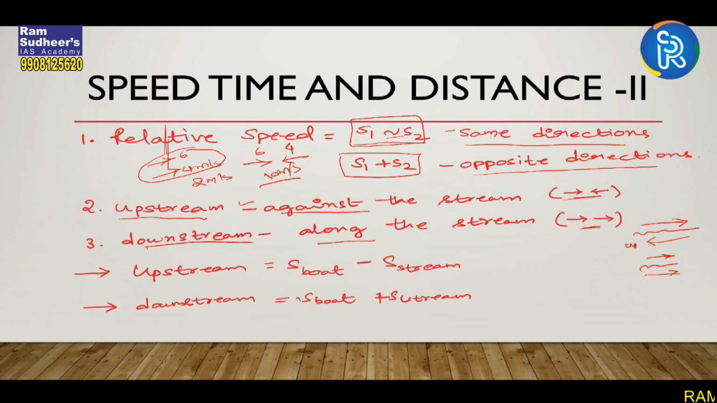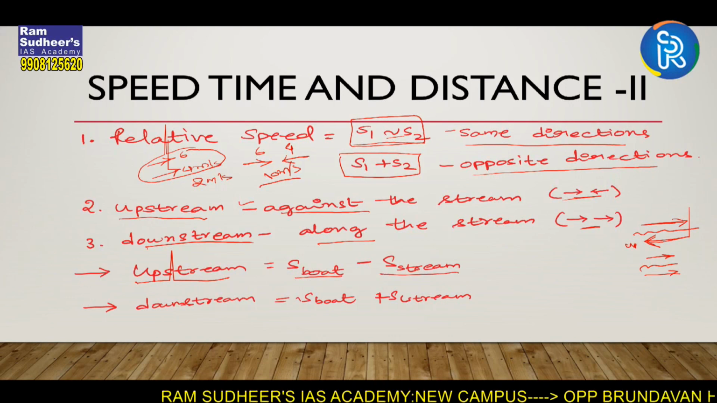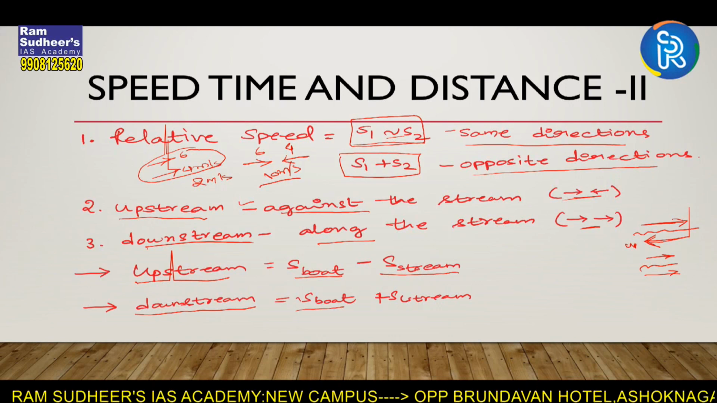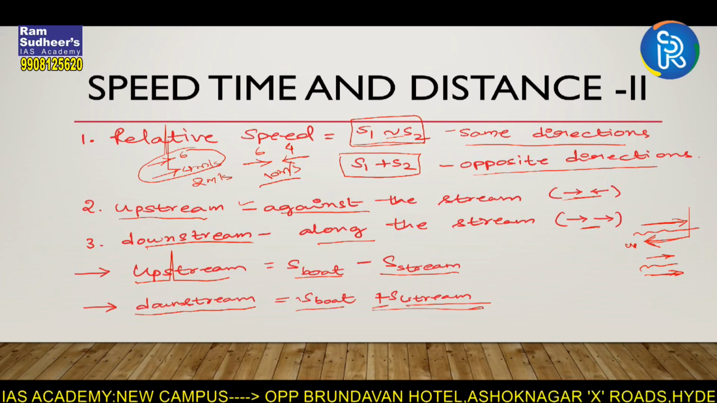Then the formula for upstream. You just look over here. This is the speed of the stream and this is the speed of the boat. To calculate the speed of the boat upstream, the formula would be speed of the boat minus speed of the stream. And in calculating the speed of the boat downstream, the formula would be speed of the boat plus speed of the stream, because both are in the same direction.